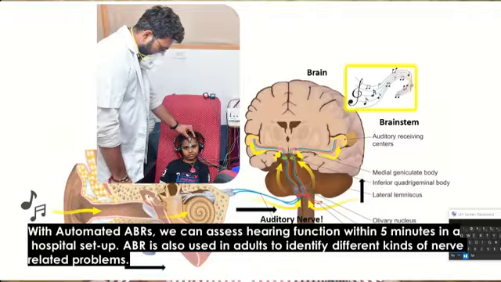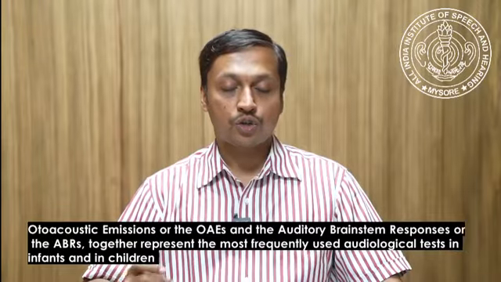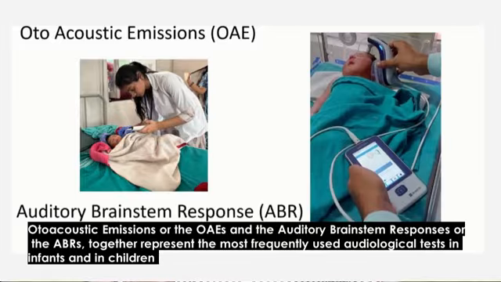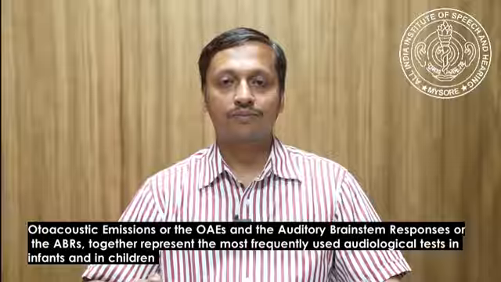With automated ABRs, we can assess the hearing function within 5 minutes in a hospital setup. ABR is also used in adults to identify different kinds of nerve related problems. Otoacoustic emissions or the OAEs and auditory brainstem responses or the ABRs together represent the most frequently used audiological tests in infants and in children.